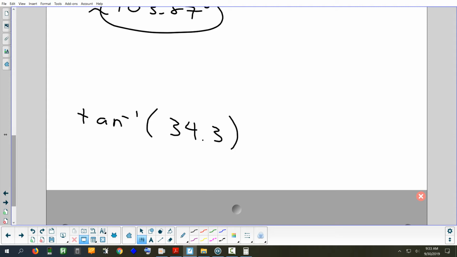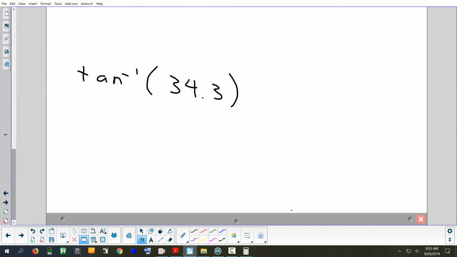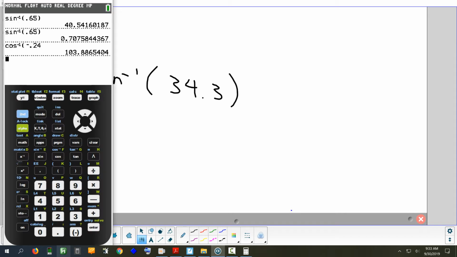Okay, and let's try one with inverse tangent. Matt, can you tell me, assuming they want the answer in degrees, I'm already in degrees, so that's good, what I would press to do that one? No, I did second tangent. Yep, second tangent, 34.3.